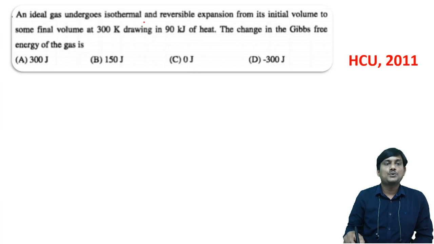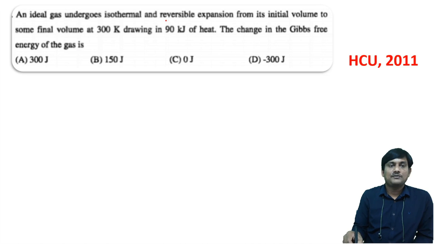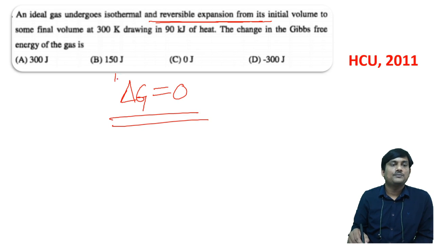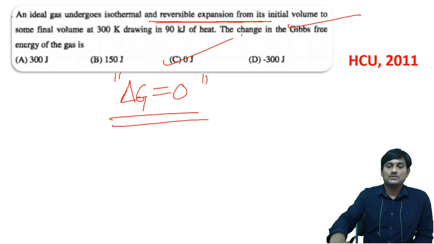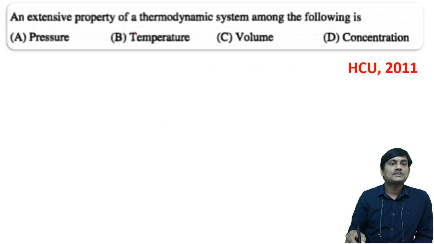An ideal gas undergoes isothermal and reversible expansion from its initial volume to some final volume at 300 Kelvin, drawing in 90 kJ of heat. The change in the Gibbs free energy of the gas is? In any reversible process, a reversible expansion or compression, delta G is equal to 0. So what is the change in Gibbs free energy? It's 0 joules.